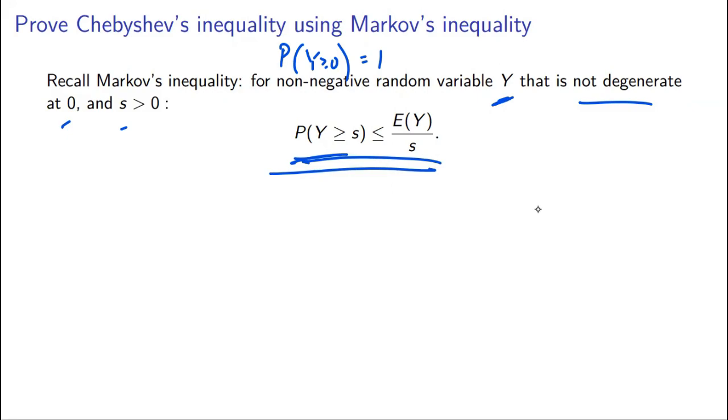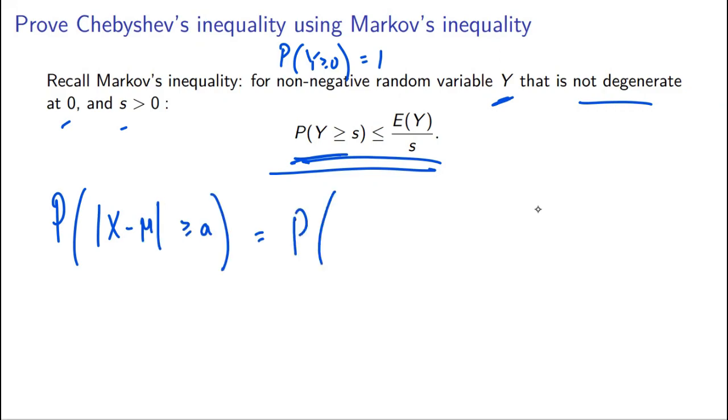Now, we can use this information to prove Chebyshev's inequality. The left-hand side of Chebyshev's inequality for a random variable x is, as we have just seen before, the probability that the absolute value of x minus mu is greater than or equal to a constant a. That is the left-hand side of the inequality. Let's find the upper bound for this inequality. If I square both sides of the expression inside the probability function, I have x minus mu squared.